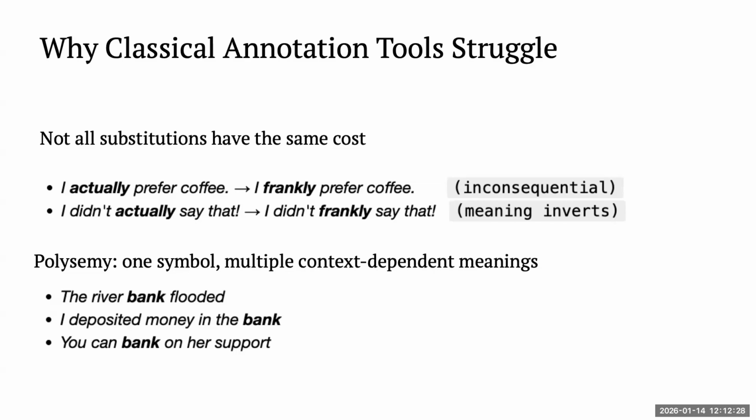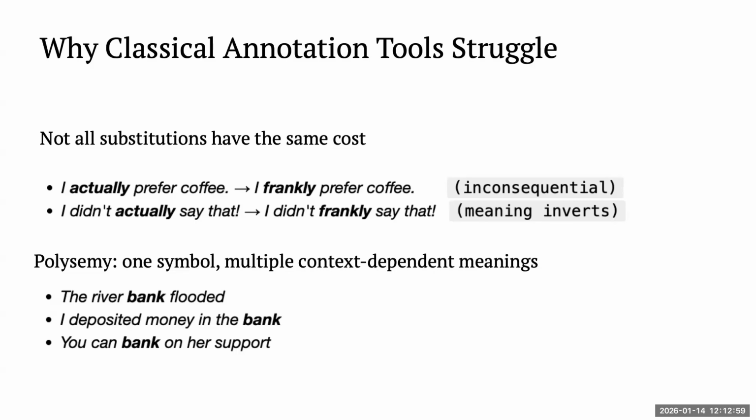The sense invariance that I mentioned earlier is called polysemy in linguistics. It means that we have one symbol, one word, that has different meanings. For example, "the river bank flooded" refers to the side of the river. I could say "I deposited money in the bank," and bank here means a financial institution. Or I can say "you can bank on her support," meaning you can count on her support. So same word, three different meanings; same cysteine, three different functions; and mutations are not created equal.